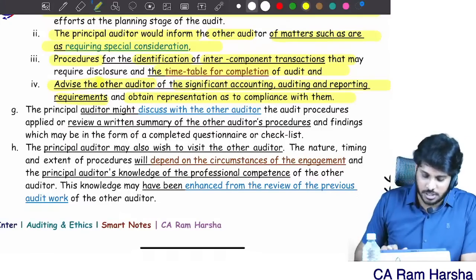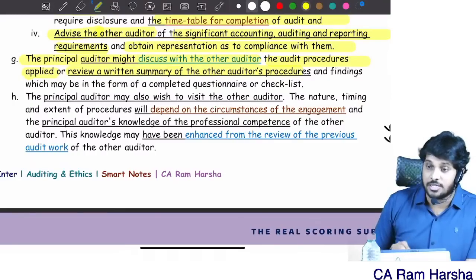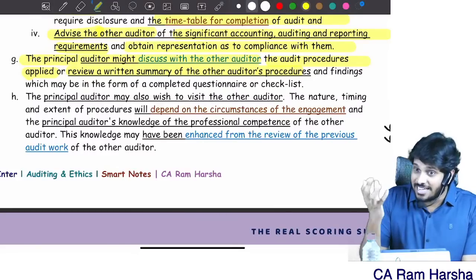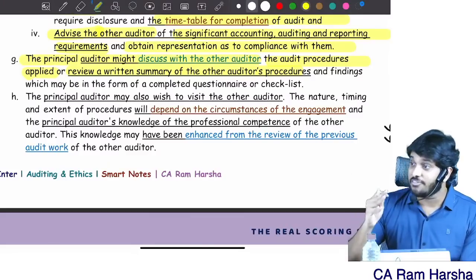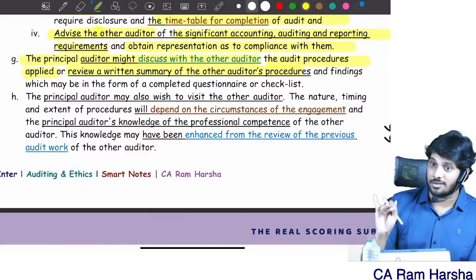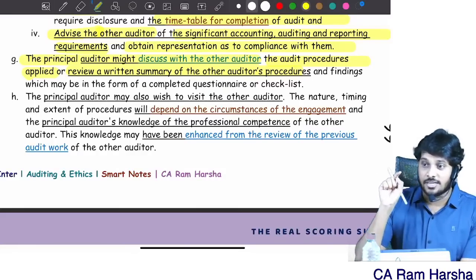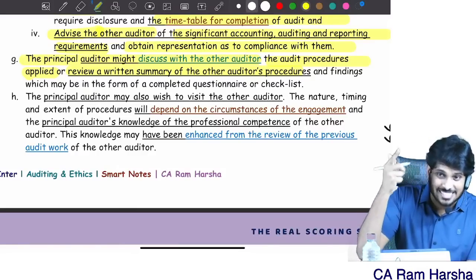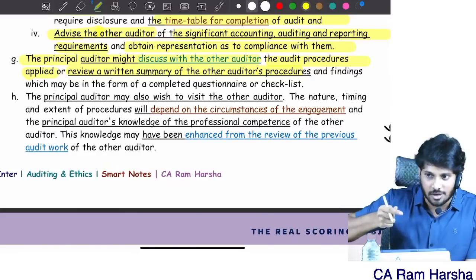Principal auditor's procedure. The principal auditor might discuss with the other auditor the procedures applied, or review a written summary of the other auditor's procedures. I will discuss with him what work he did, or I will get a written summary of what work he did. Generally, this we don't do if the other auditor is also a chartered accountant having COP. Suppose the other auditor is not a CA in India, suppose the component, the branch, is a foreign branch, and the foreign branch is audited by some external CA, not an Indian CA. In that case, I will ask him what he did, all that.